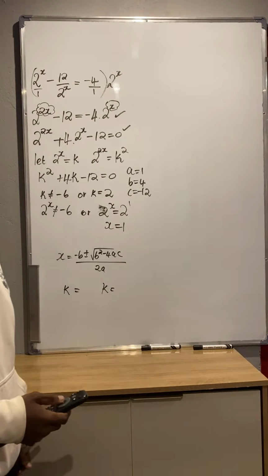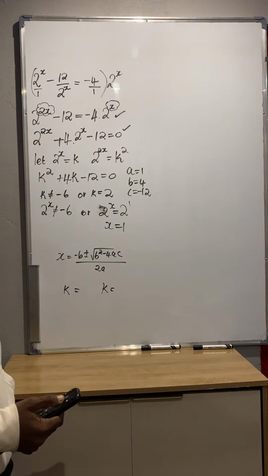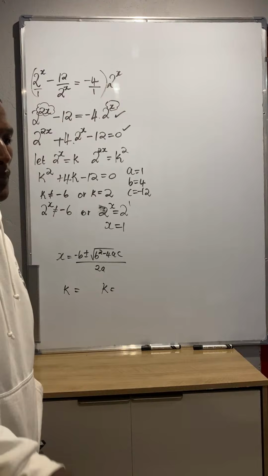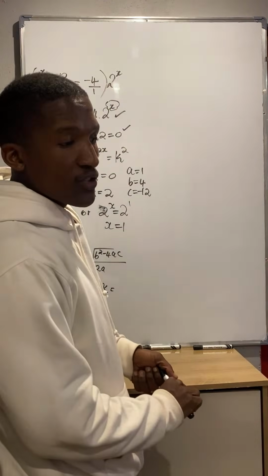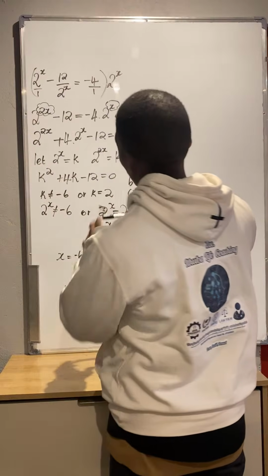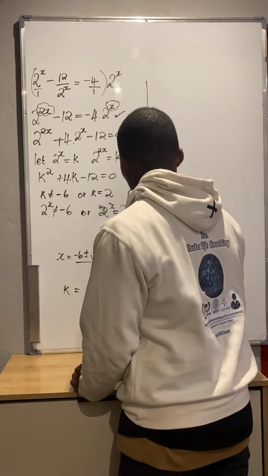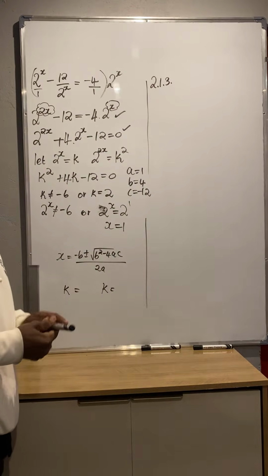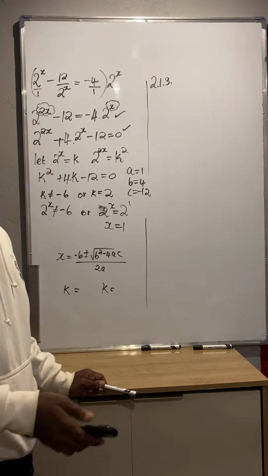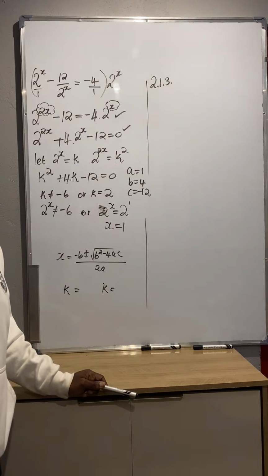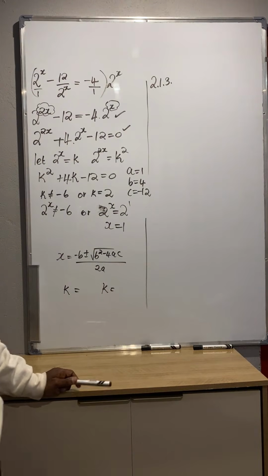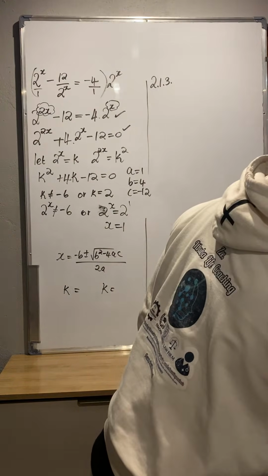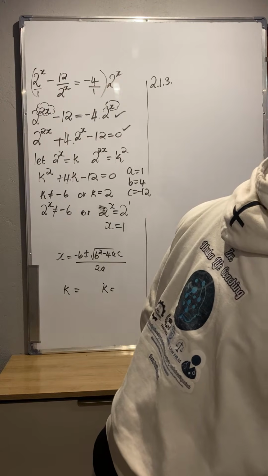Any question, family? No question. Okay. Then if there's no other question, let's go to 2.1.3, family. Now on 2.1.3. Okay.